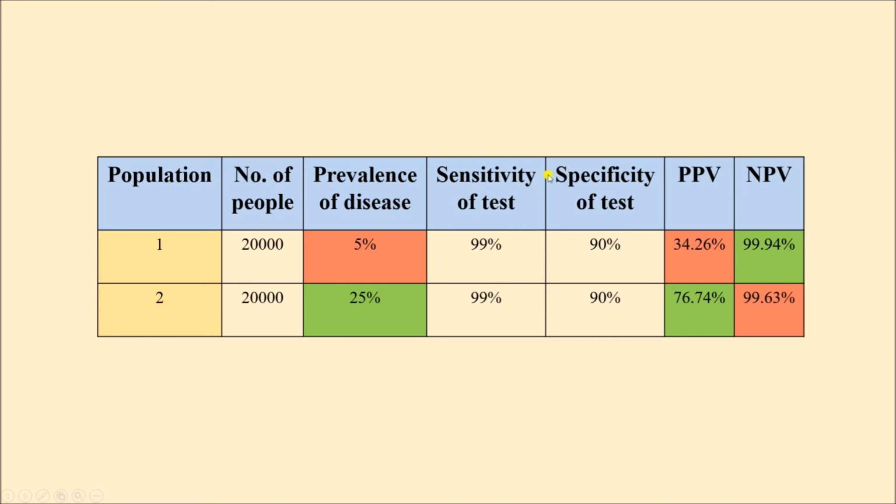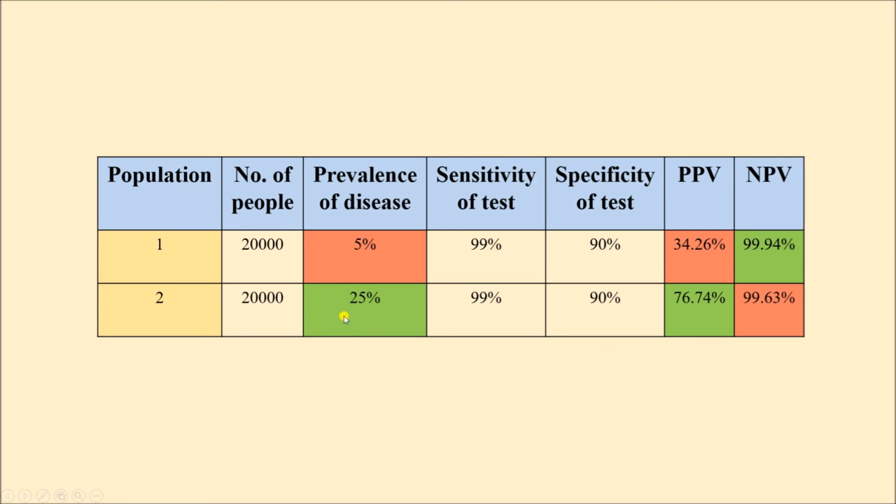Next we got the positive and negative predictive values. So in population 1, positive predictive value was 34.26%, whereas in the population 2 the positive predictive value was 76.74%. So what do we see here? When the prevalence is low, that is 5% as compared to the 25%, positive predictive value is also low, 34.26% as compared to the 76.74%. So as you can see, this difference is quite prominent as the prevalence is also different here.